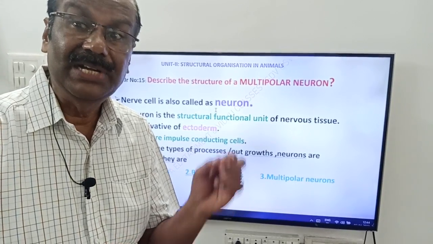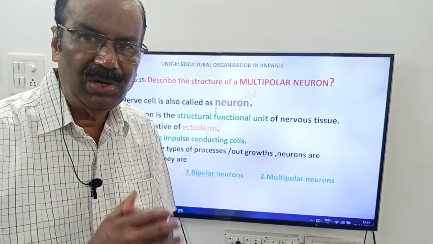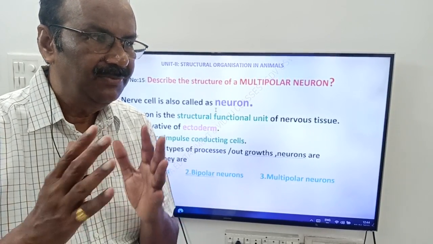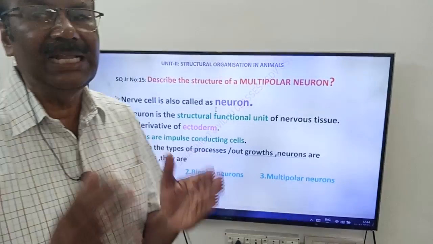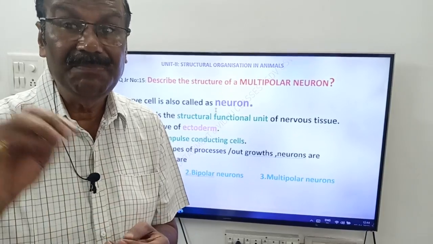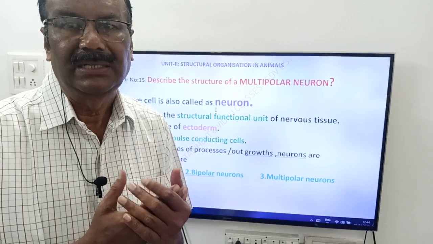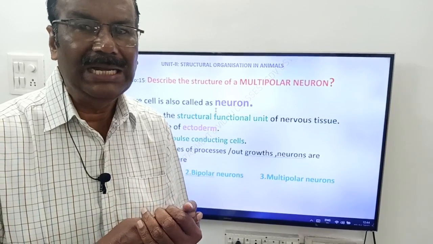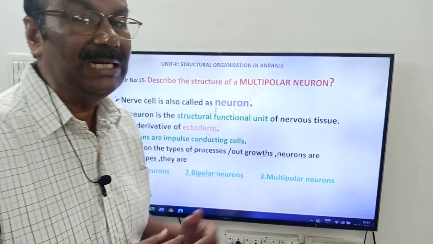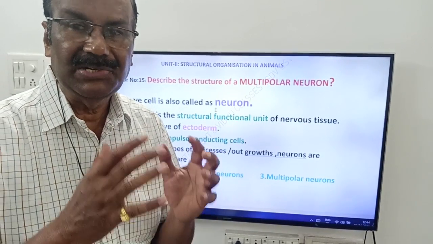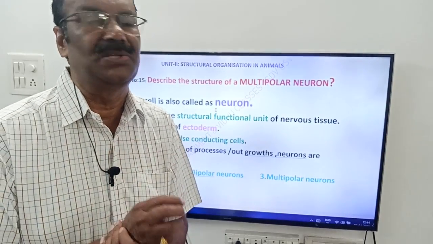Next friends, it is a derivative of ectoderm. Nerve cells or neurons derive from whom? From the ectoderm. Neurons are impulse conducting cells. You know the word nerve impulse. Neurons have the capacity to conduct the nerve impulse. So what we are saying is neurons are impulse conducting cells. Conduction of impulse takes place in the neurons only, not in the neuroglial cells.